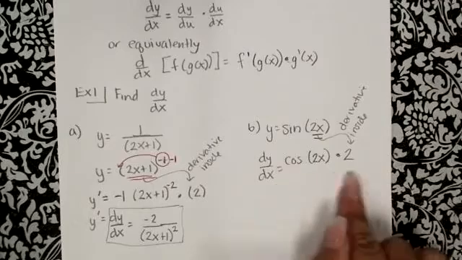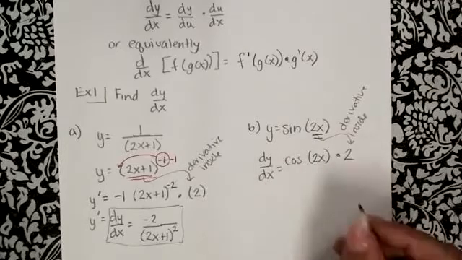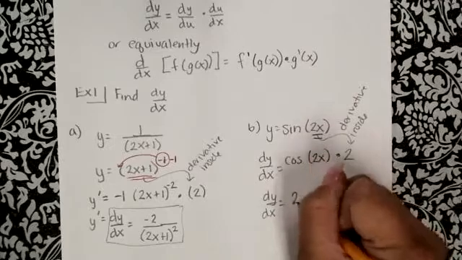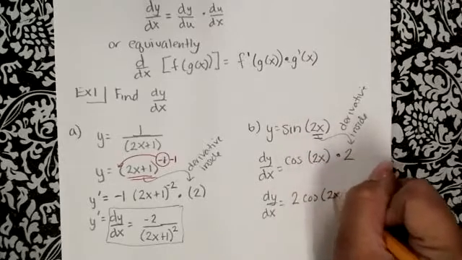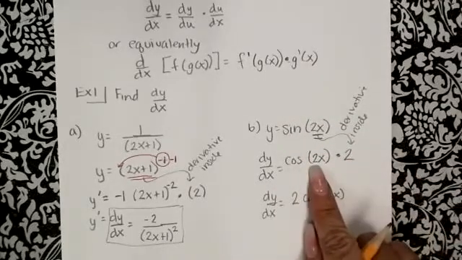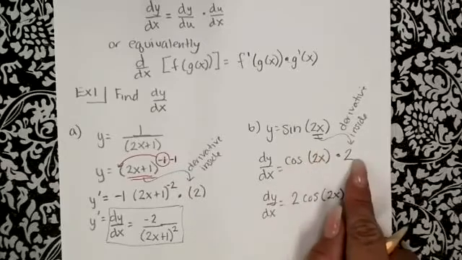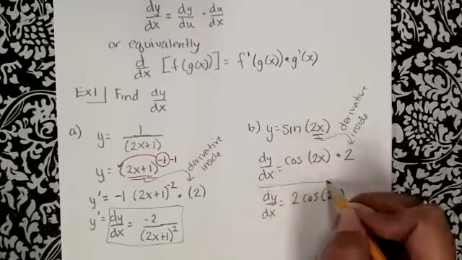Now this is technically correct, but if it were multiple choice, that's not the solution that's going to show up. The solution that will show up is going to be 2 cosine of 2x. Do not multiply the 2 to the 2x because this is cosine 2x. That's the argument. You can't take the 2 and multiply inside the argument.